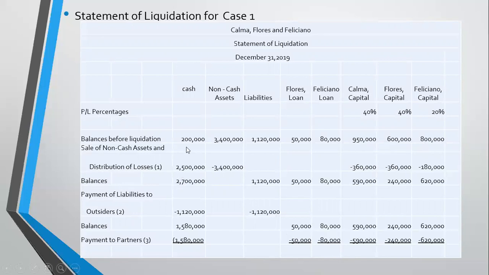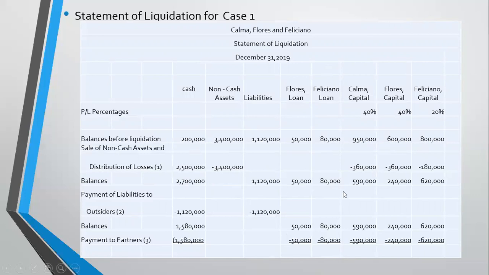Since you have 2.5, you add the 200,000. So your cash now is 2.7. Since nabenta na to, wala na tayong ibababang amount dito kasi zero na siya. For liabilities, binababa natin yung amount of liabilities. And then the loan, then yung Feliciano loan din, no?